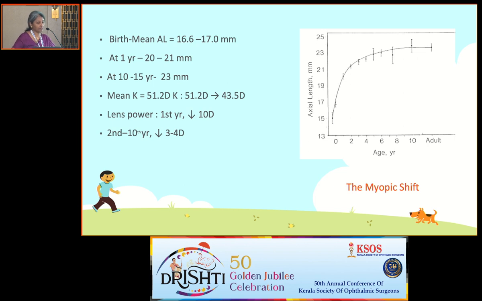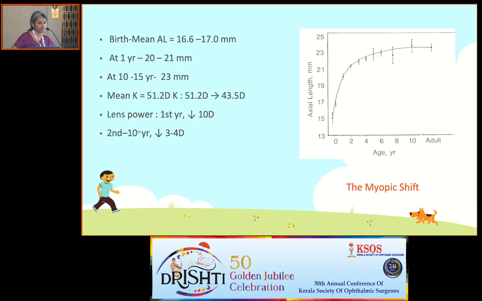It's only around 17 millimeters, and it grows very rapidly to around 21 millimeters at 1 year of age. That is almost a 4 millimeter change. That is why it is not ideal to place an IOL in the less than 1 year age group in bilateral eyes. At 10 to 15 years, it comes to around the adult size.